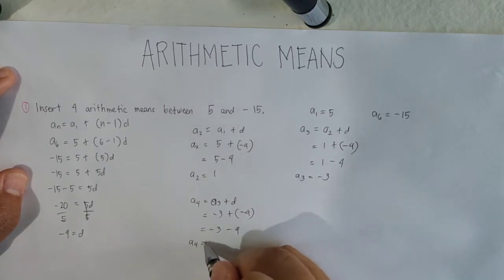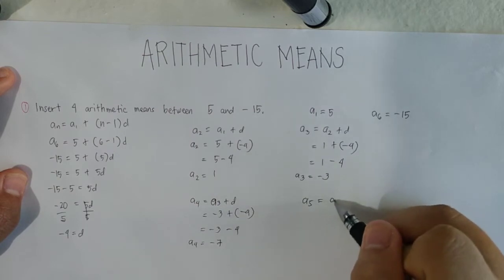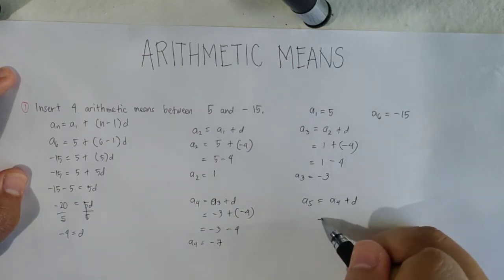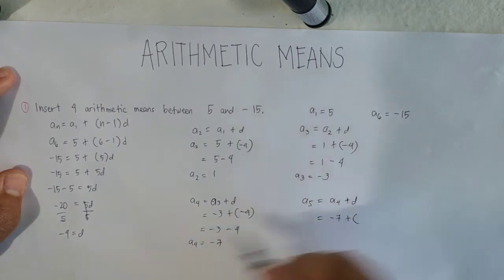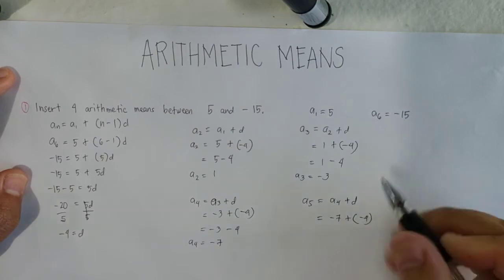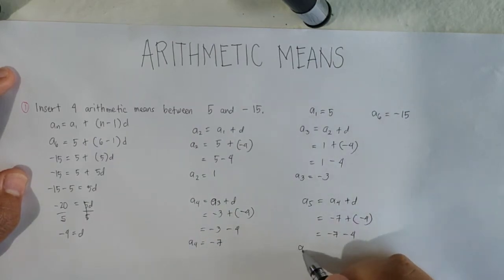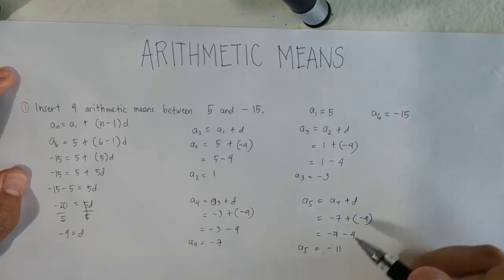So, a sub 4 is equal to negative 7. Next, a sub 5. So, a sub 5 equals a sub 4 plus d, anong a sub 4 natin? Negative 7 plus, ano yung d? Negative 4. So, magiging negative 7 minus 4. So, a sub 5 is equal to negative 11.